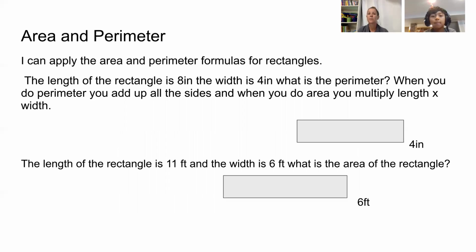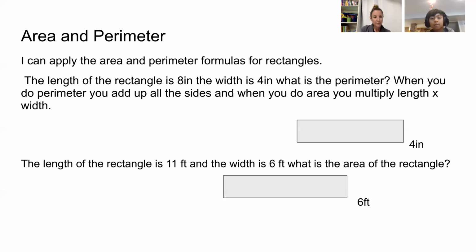So who can tell us what the perimeter is, if it's 8 and 4? Zoe? 32. Is she right, Zach? 32? Yep. Wait a minute. 16. That's the area. Well, that's the area, yeah. What's the perimeter? Charlie? 20, no. 24. Good. Yep.